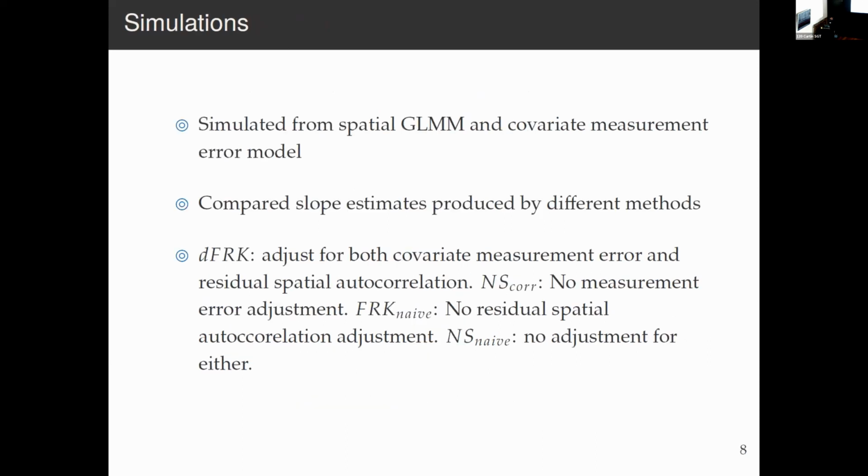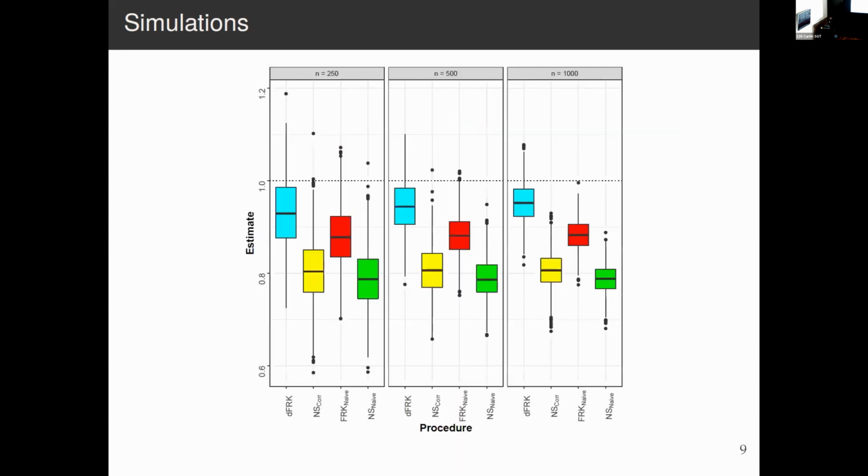Okay, so I'm just going to quickly talk about our simulations, just a brief snippet of my simulations. We simulated from a spatial GLM, as well as the covariate measurement error model, and we compared some slope estimates produced by different methods. The different methods we considered were our proposed method, what happens if you don't take into account the measurement error, what happens if you don't take into account the residual spatial autocorrelation, and what happens if you don't take into account either of those things. So I just have one quick graph here.